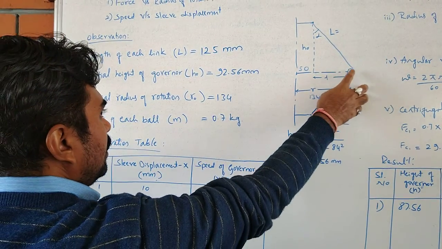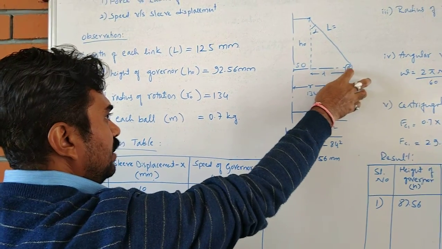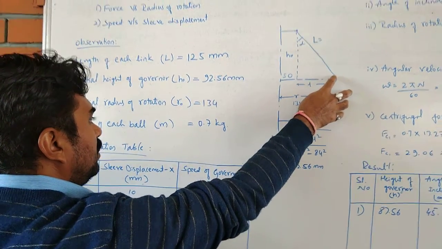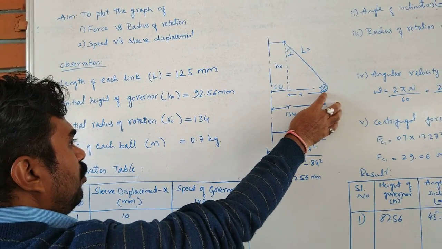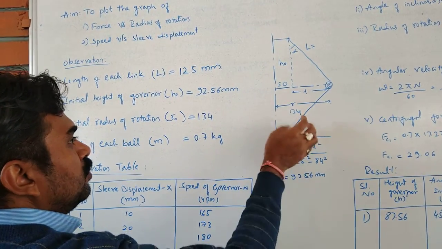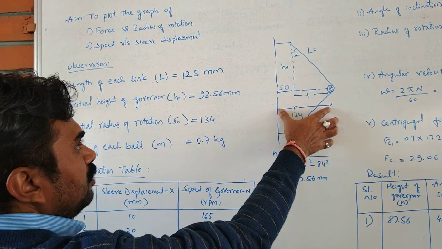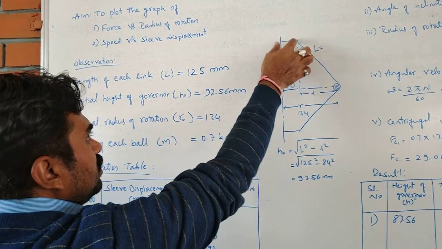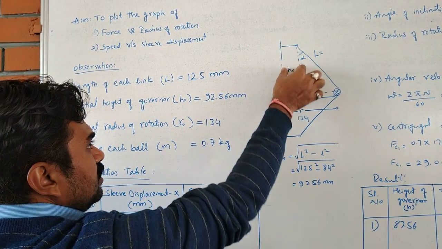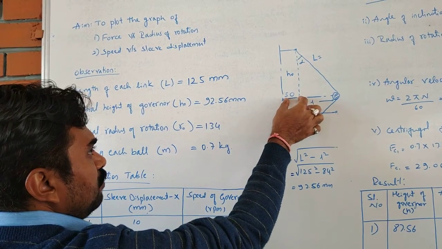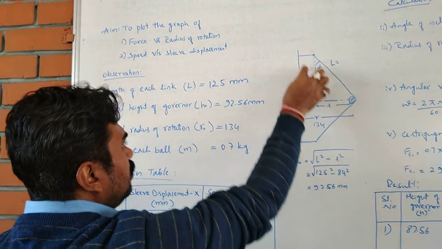Okay, so we had attached the mass to the Porter governor, so the mass of each ball is 0.7 kg on each side. The radius of rotation is 134 mm. We had measured the distance between two links, which was 100 mm, so if I consider the center distance, it will be 50 mm. Now I need to find the initial height of the governor.